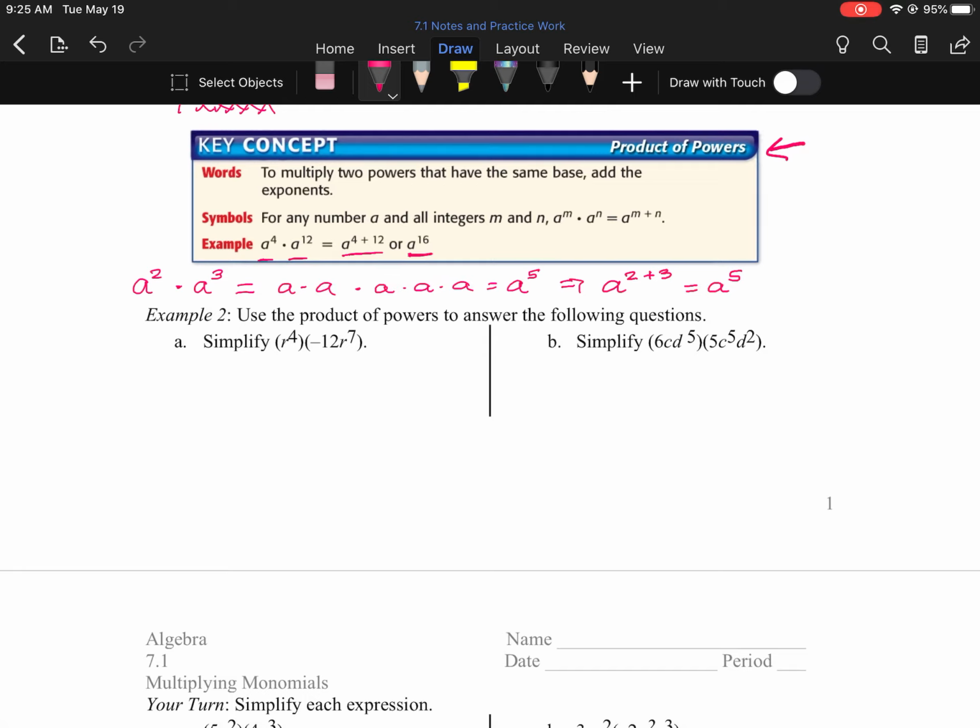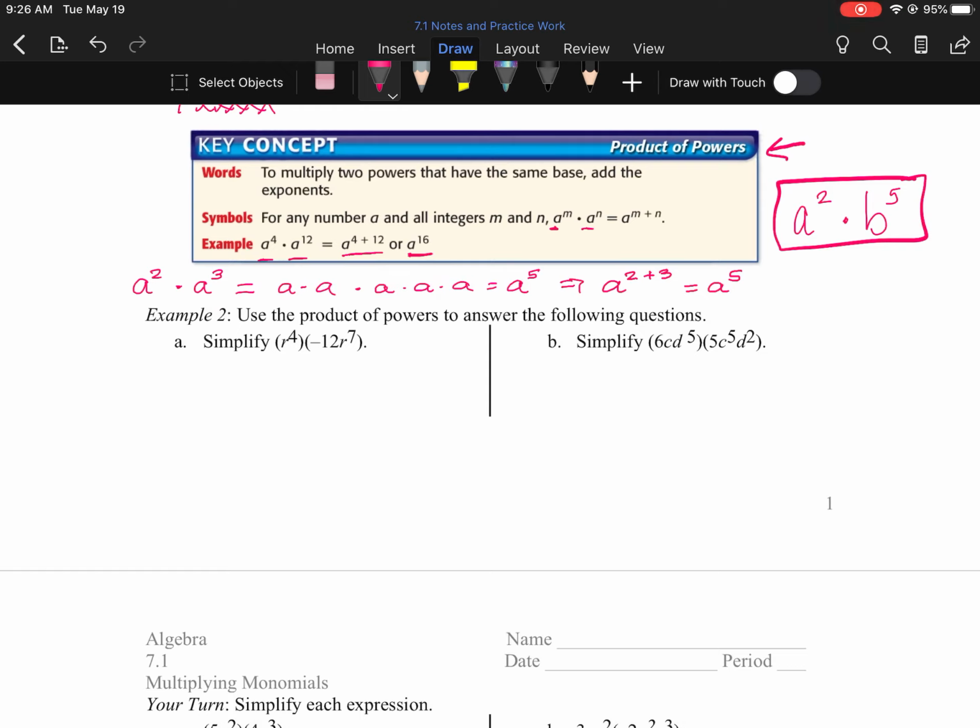So when you multiply like bases, you add the exponents. The key word there is like bases. Notice how both of them had a's. If I had a squared times b to the 5th, I could not combine that. This would be my simplified answer.